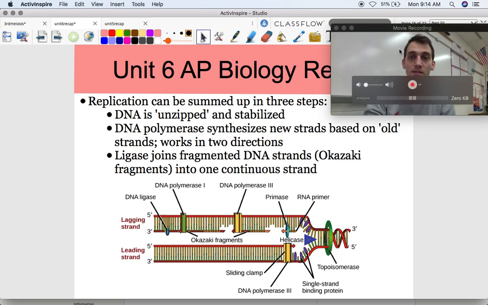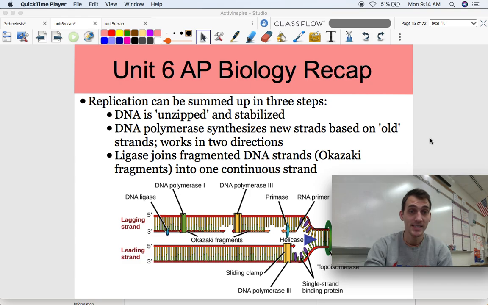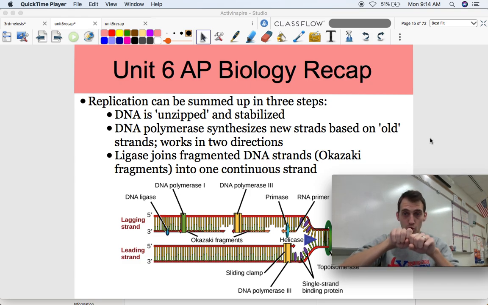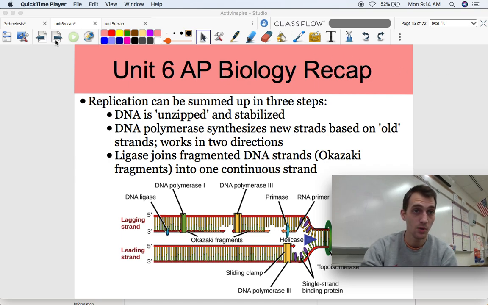Okay, it can be summed up in 3 steps. DNA is unzipped. Okay, it's just take apart those 2 DNA strands and it's stabilized. DNA polymerases, 2 enzymes that are going to be producing new DNA nucleotides, synthesize new strands based on the old strands, and they work in 2 directions. Hence DNA's anti-parallelism. And ligase joins the fragmented DNA strands, what are called Okazaki fragments, into 1 continuous strand.